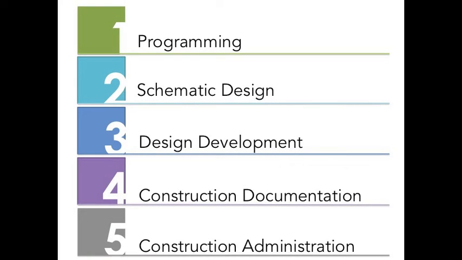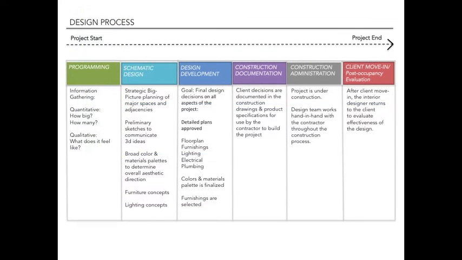Interior design projects move through a design process starting with a pre-design information gathering phase called programming, through construction administration where the project is being built by the contractor. Feel free to pause this slide, which provides an overview of what happens in each of the design phases, including a post-occupancy evaluation at the end of the project.